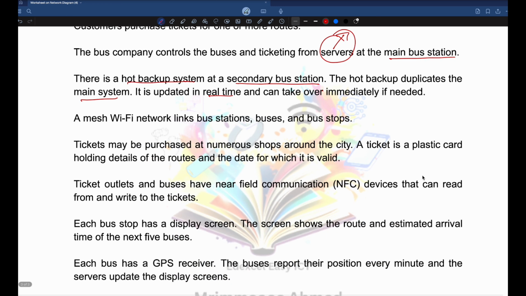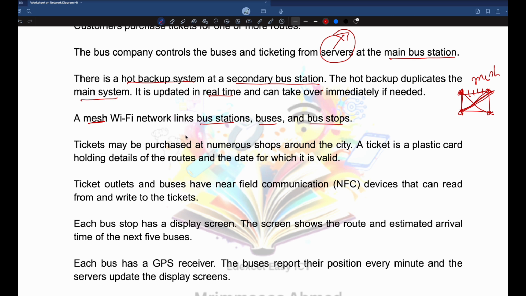Then they said that a mesh Wi-Fi network links the bus station, buses and bus stops. So remember, what's the meaning of mesh technology? Suppose I have 4 computers here, right? So each computer will be connected with each other. This is considered a mesh technology. So if something happens to this portion, this computer can still send the data to this computer by using the other route, right? So this is an example of a mesh network. Then they say that the mesh network will be connected with the bus station, buses and bus stops.